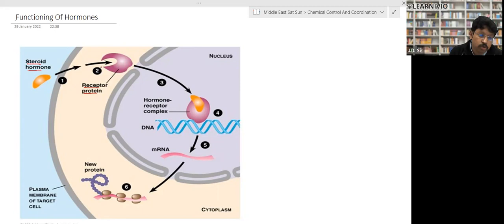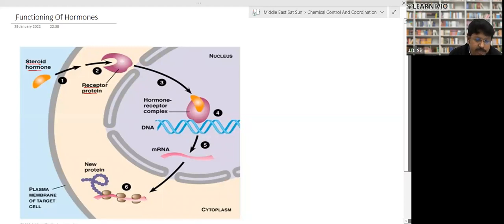Suppose this is the example of a steroid hormone. It reaches the cell and the cell has a receptor. The receptor receives this hormone, and after receiving it, the receptor allows it to go inside. The hormone receptor complex reaches the DNA inside the nucleus. Now, what does the nucleus do? Inside the nucleus, it reaches the DNA. DNA starts making RNA. mRNA comes out of the nucleus.